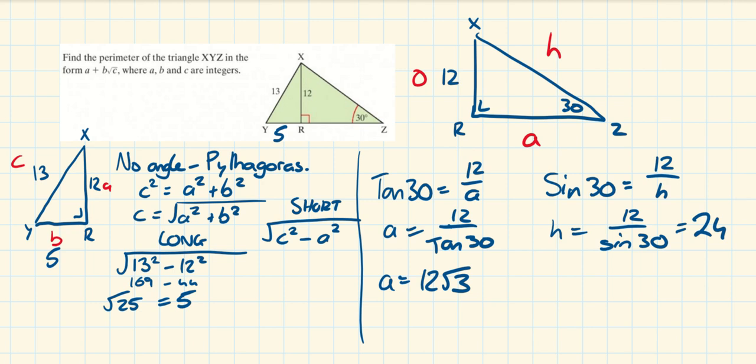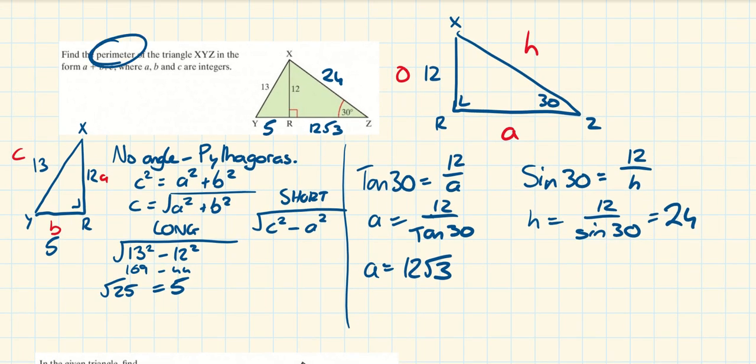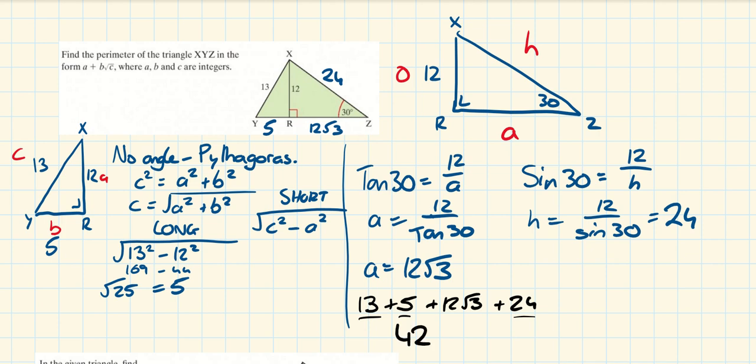So we've got all of our lengths now. We can fill them in. So we've got 5, 12 root 3, and 24 now as well. Right, look what it says for you to do though. Find the perimeter of the triangle. So let's get our perimeter. We will do 13 plus 5 plus 12 root 3 plus 24. So add your numbers. 13 and 5 is 18 plus 24 is 42. So 42 plus 12 square root 3. Okay, and that's the answer. So it's in the form a plus b root c. So that was a slightly trickier question where you had to do something extra at the end. But again, you're just using your trigonometry skills to do it.